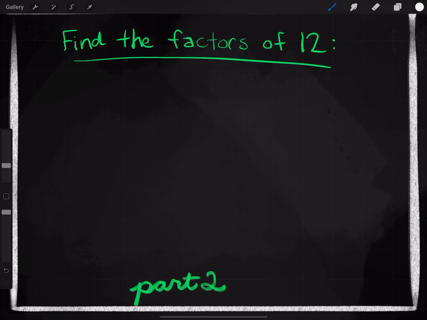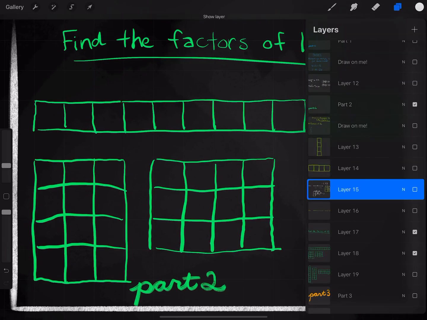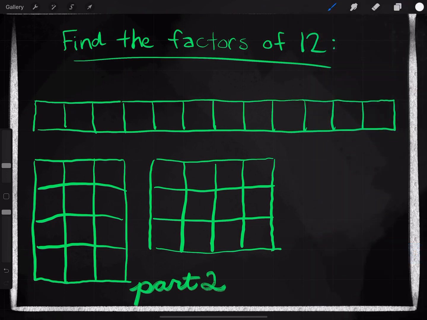Okay, now here we'll find the factors of 12. So go ahead and give it a try. Pause the video and see if you can draw rectangles to find the factors of 12. Okay, so here I've started out. I have drawn an arrangement of 12 squares, but it has to be in a rectangle. So you can see here I have 1, 2, 3, 4, 5, 6, 7, 8, 9, 10, 11, 12.